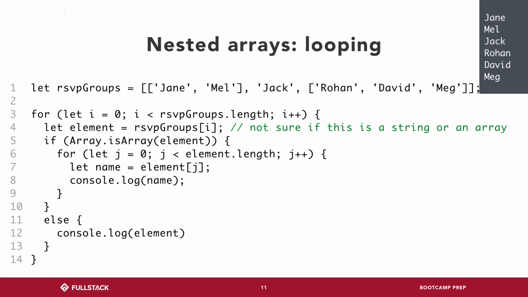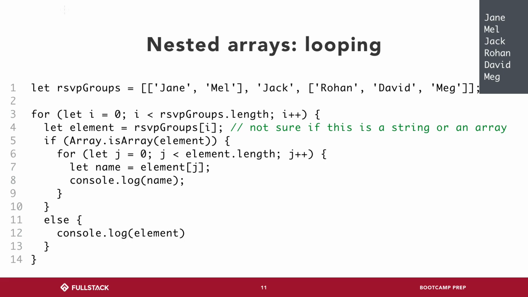Yes? Since I and J are declared in the for loops, could you use that variable to concatenate each string inside the array elements with the numerical value of the order that it's in that nested array? Do you mean like Jane 0, Mel 1, and then Jack 0, and then Rowan 0, David 1, Meg 2? Okay, so let's see. So I is 0. Are those variables accessible within the for loop after the parentheses, inside the curly braces? In here? Yeah.